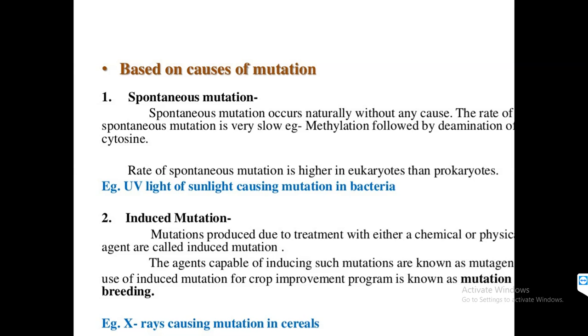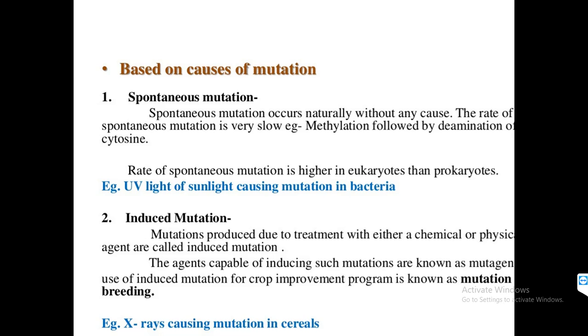So this is a spontaneous mutation, and the rate of spontaneous mutation is higher in eukaryotes than prokaryotes. In prokaryotes, spontaneous mutation occurs at a very slow rate compared to the eukaryotes. But if we talk about spontaneous mutation as a whole, it occurs at a slow rate. But in comparison between eukaryotes and prokaryotes, eukaryotes still have a higher rate compared to prokaryotes.